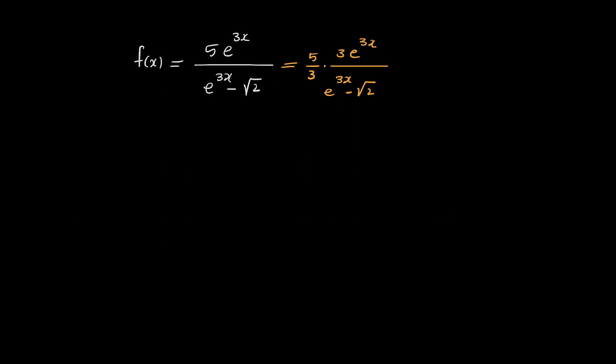Now, can I give the role of u to this guy? And then this becomes u prime, and then 5 over 3, who cares? That's just a constant. So it becomes 5 over 3 ln of the absolute value of e to the power of 3x minus the square root of 2, plus C.